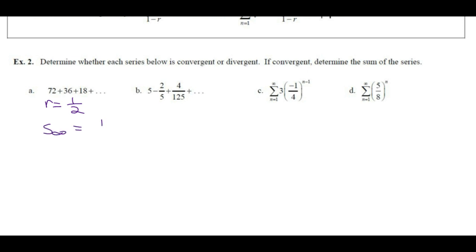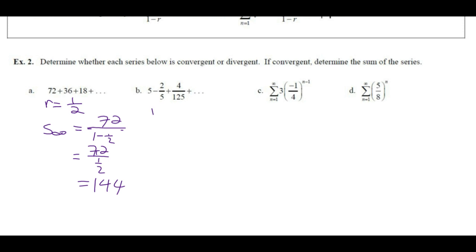So the sum to infinity is 1 over 1 minus 1/2, which is 1 over 1/2, which is... Oh, hang on, sorry. First term is 72, right? Not 1. 72 over 1/2, which is 144, right? 72 times 2. Dividing by a half is multiplying by the reciprocal. So 72 times 2 is 144.